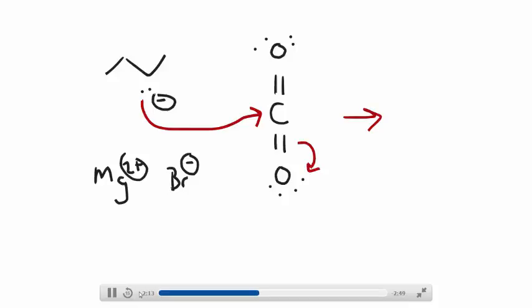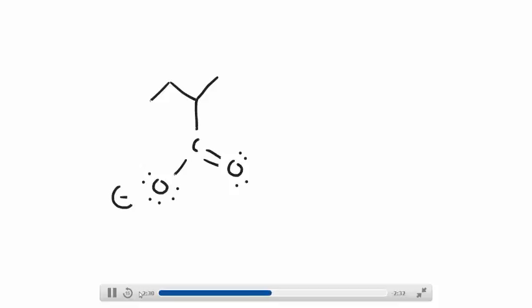Now, what you get from that is a carboxylate. Now this carboxylate will stay in solution just as it is, and it won't do anything else. It has resonance stabilization of its negative charge. And this is where it will stay until you add the acid.